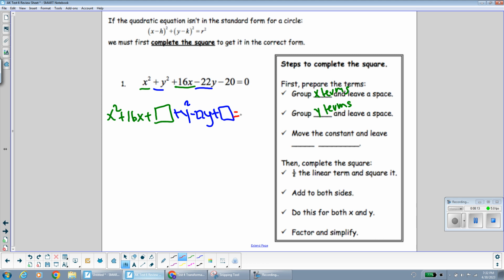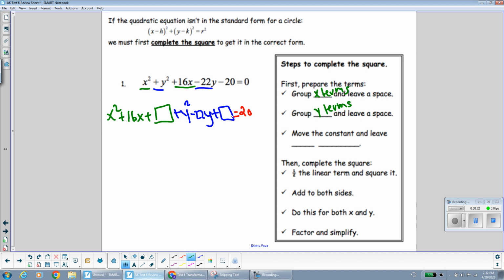And that's equal to, we want to take the constant and move it over to the other side. And when we take the constant and move it to the other side, it's going to change from negative 20. We're going to add it to both sides. So it's going to become positive 20. And since we have an equation here, we do have to keep our equation balanced.